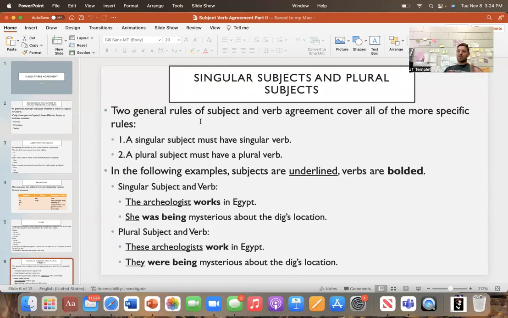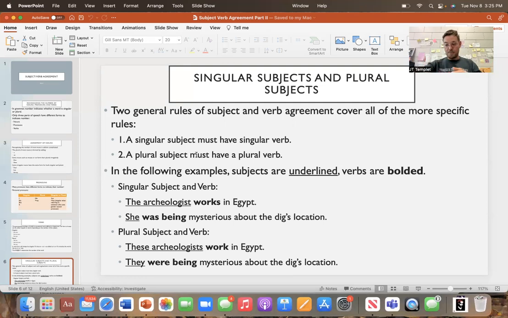So two general rules of subject and verb agreement cover all of the more specific ones. Like everything is kind of under this umbrella of one, a singular subject has to have a singular verb, right? If I have one cat, only one thing can be doing an action, right? Cats walk. A plural subject has to have a plural verb. Cat walks, cats walk, right? That is the rule. And of course it gets more complicated than that, but they have to match. They always have to match. A singular subject always has a singular verb. Plural subject always has a plural verb.